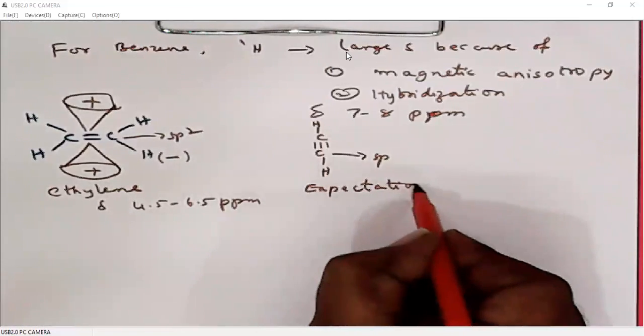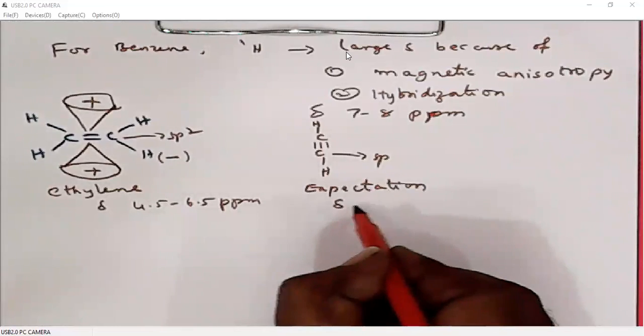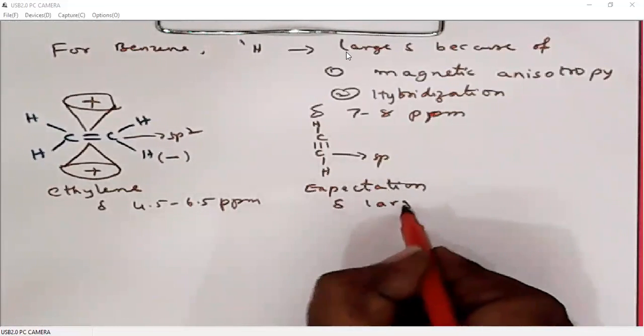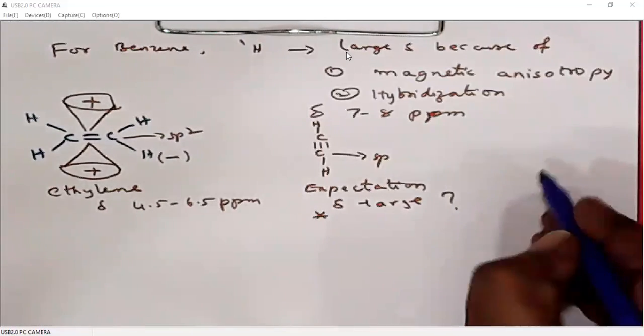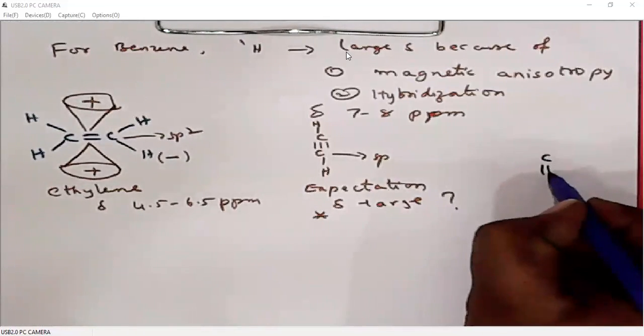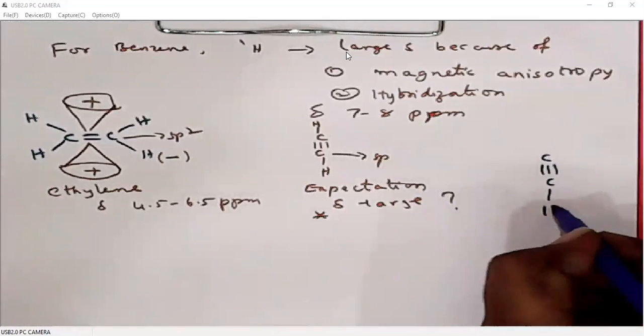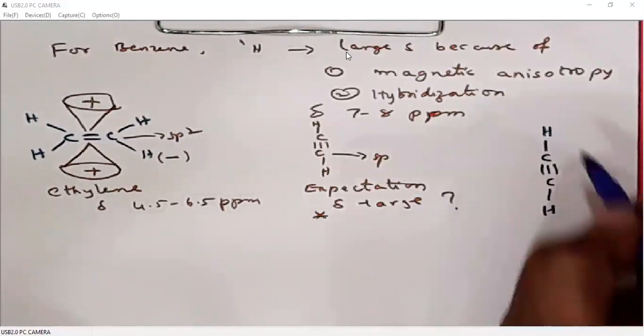So because of hybridization, we expect a large delta, right? But it is not true. It is an exceptional case. Why? In acetylene, it has two pi bonds. Acetylene has two pi bonds.